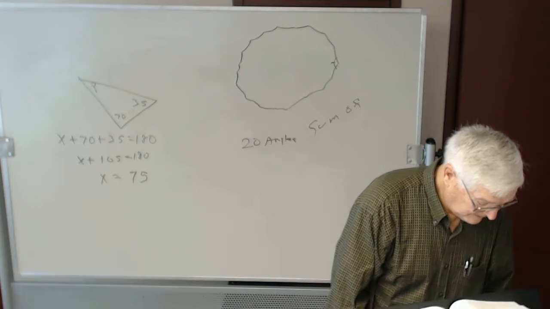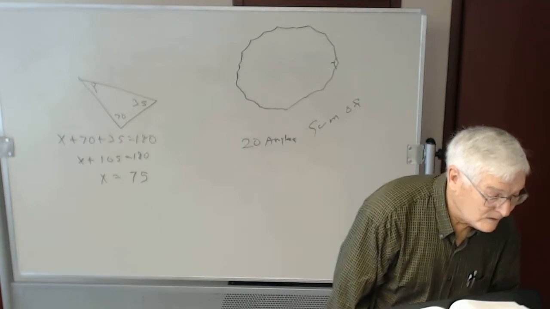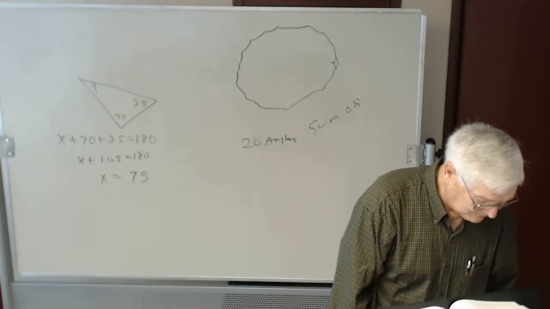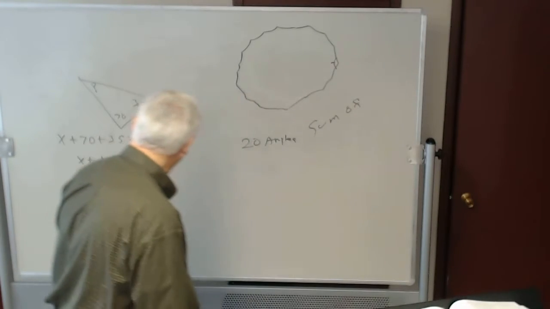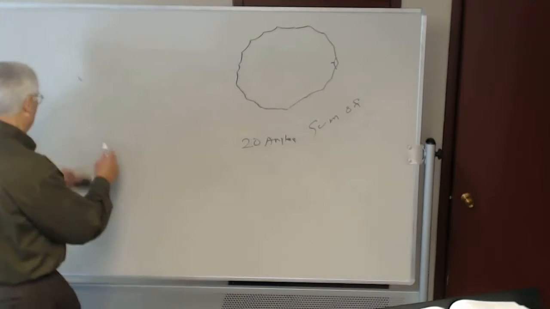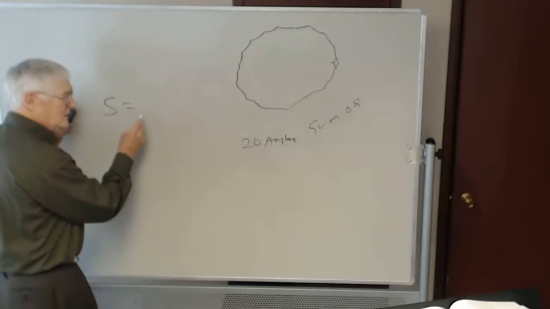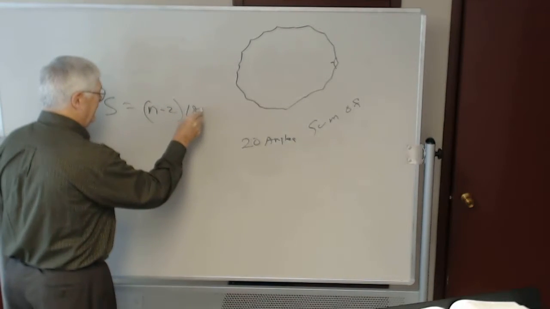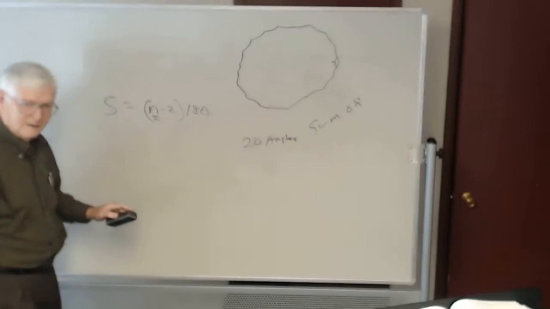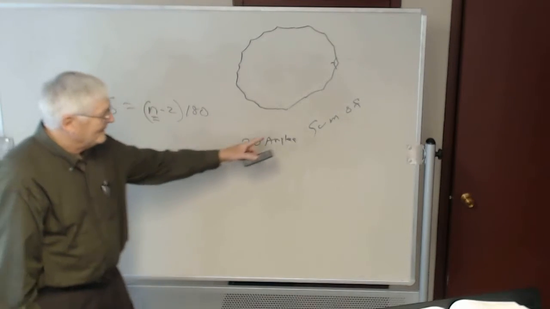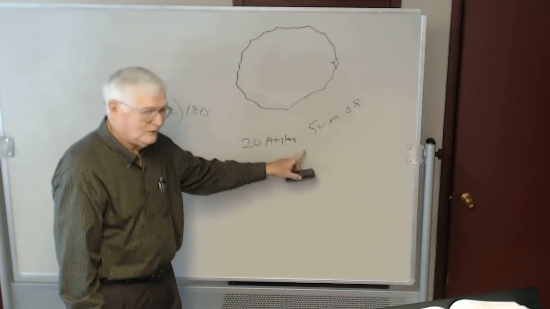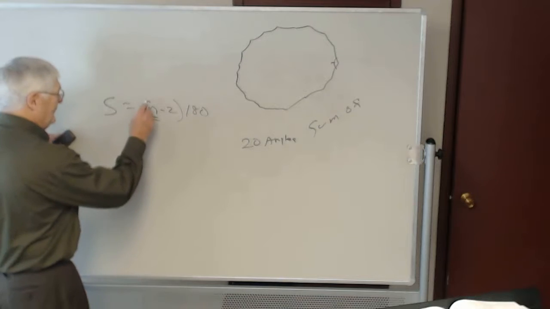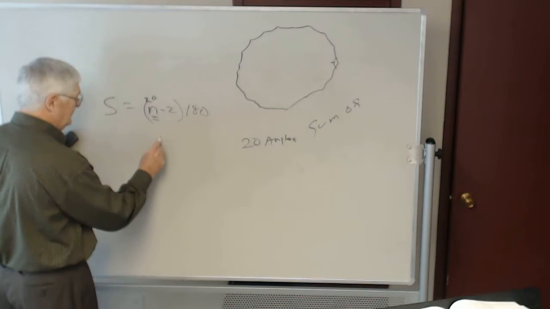Page 528. The sum of the measures of the angles of any convex polygon is given by S equals n minus 2 times 180. You know what n stands for? No idea. That's the number of sides, which is also the number of angles. So I put 20 in here, and minus 2 would be 18.